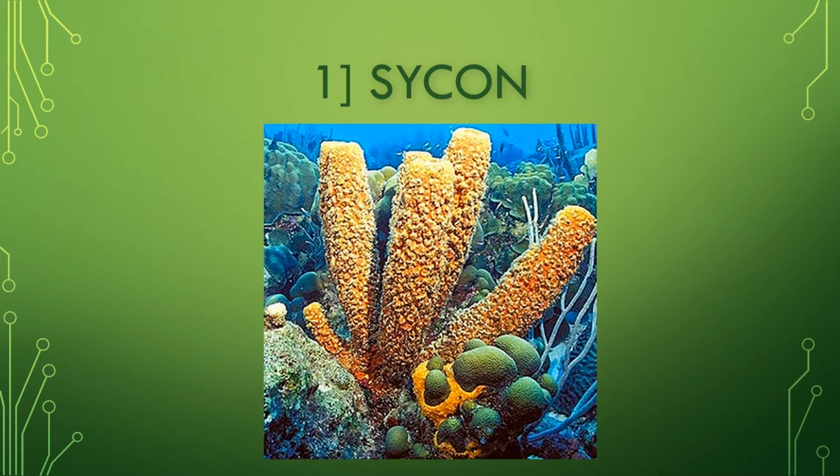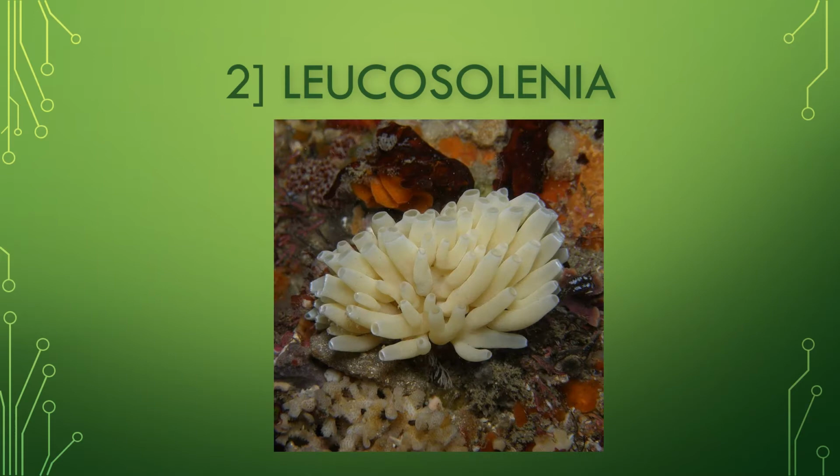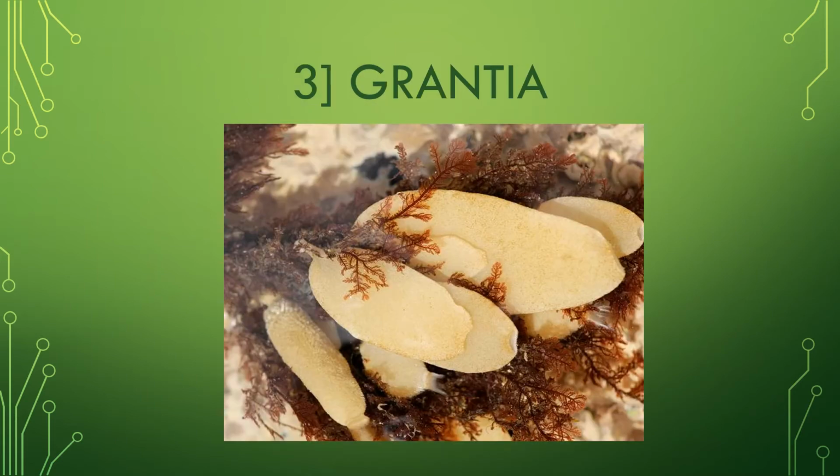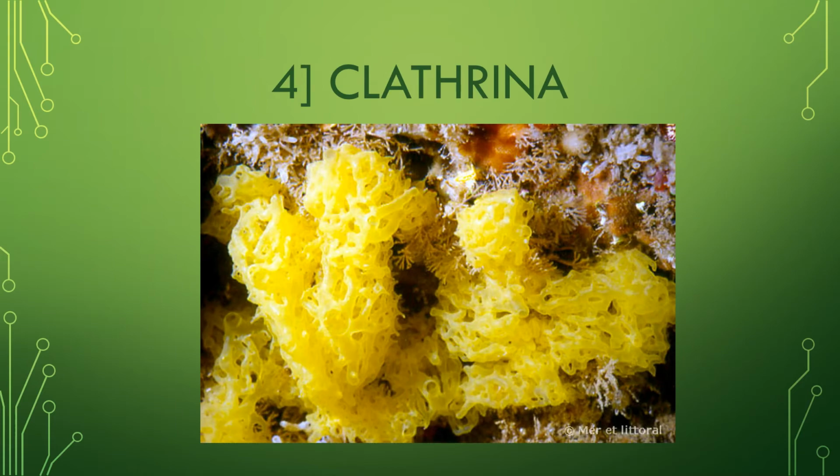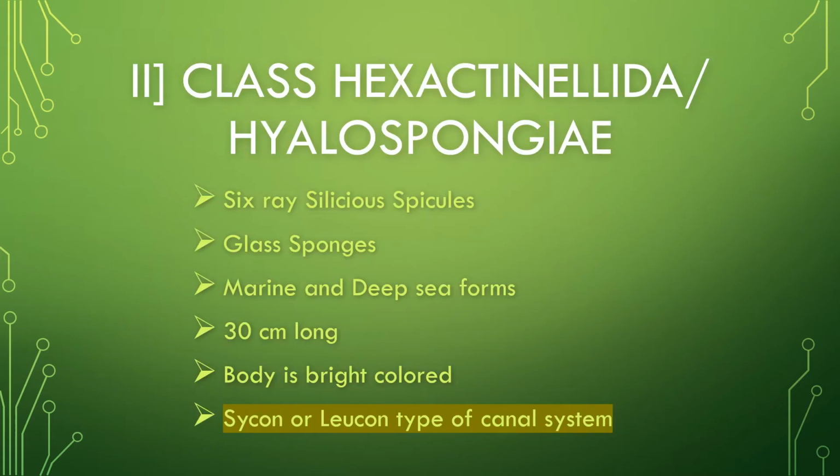Examples are Sycon, Leucosolenia, Grantia. It is commonly called purse sponge. The body shape is vase shaped. Lastly, Clathrina. Second class is Hexactinellida.